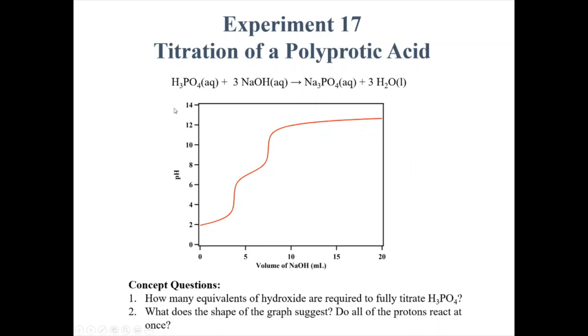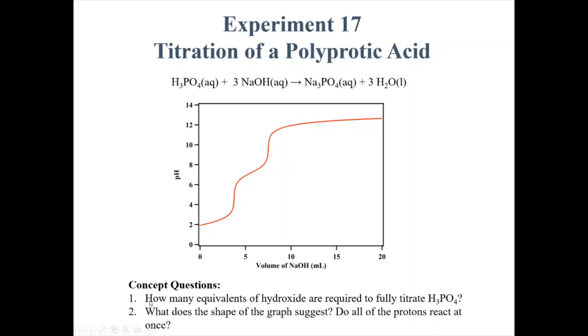So in this experiment, what you would do in lab is we're basically taking a polyprotic acid. Polyprotic just means that it has more than one acidic proton. Like phosphoric acid has 3 acidic protons. And then we're going to neutralize it with a strong base, like sodium hydroxide, until all of those acidic protons are reacted. So we're going to make sodium phosphate in the end.